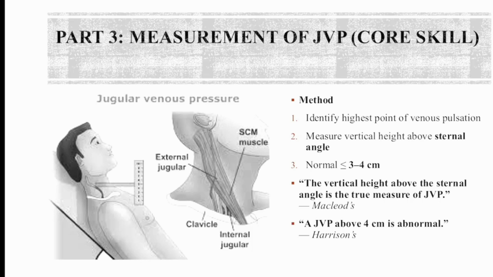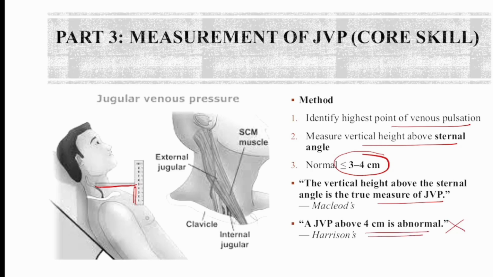So identify the highest point of venous pulsation, and measure the vertical height above the sternal angle. And again, see that the horizontal scale is parallel to the ground. And what is normal? Normal is less than 3 to 4 centimeters. The vertical height above the sternal angle is the true measure of the JVP. A JVP above 4 centimeters is abnormal.